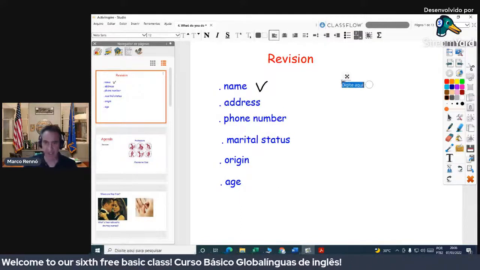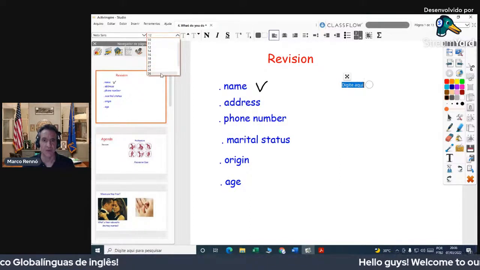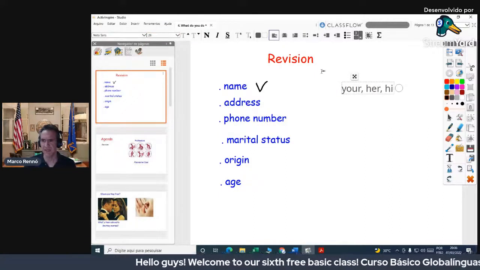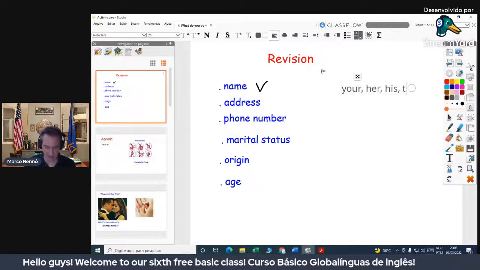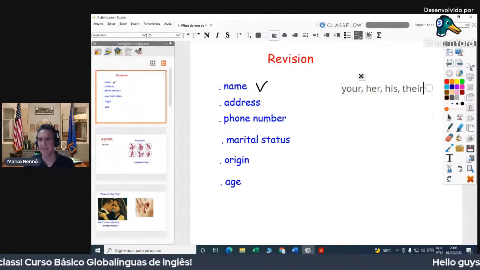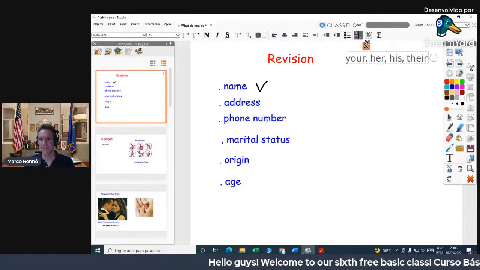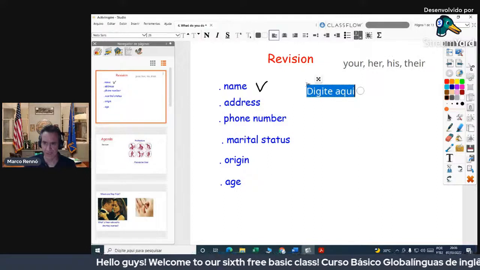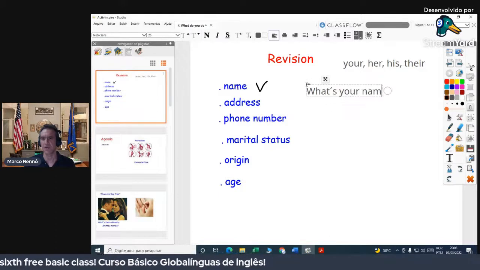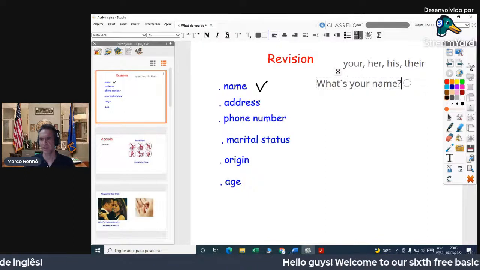We haven't studied yet these pronouns, these possessive adjectives. We haven't yet. But your name, her name, his name, their names, right? If it's in the plural, their names. Then what are their names? So we studied plural last class. Let's change this sentence to plural. What's your name? What's the plural of this question? So here we change verb to be.